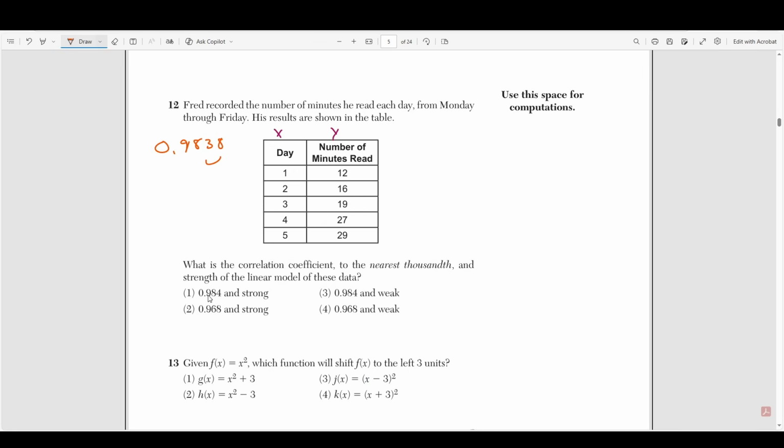0.9838. This rounds up to 0.98. So I know that choices 2 and 4 are wrong. And now, because this is the r squared value, remember, the r is the correlation coefficient. And the right answer here is 1. If your correlation coefficient is really close to -1 or 1, that means it's strong. 0.984 is super close to 1, which means it's strong.